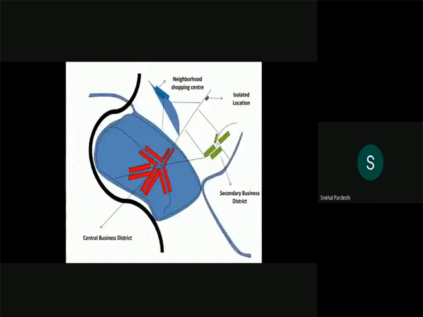This is a pictorial presentation for the neighborhood, secondary business district or central business district. This is how the area is going to be covered and how the location is selected.